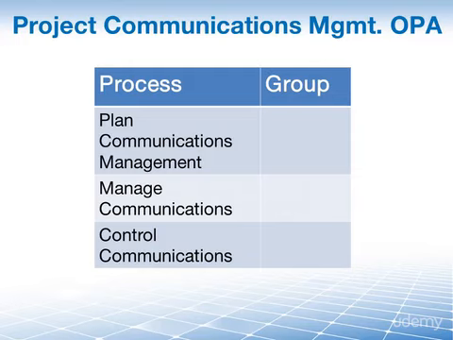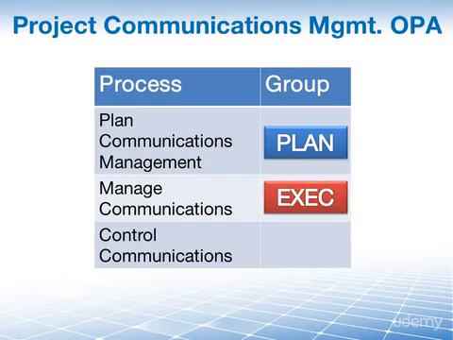The PMBOK guide describes 3 processes in this knowledge area. Under the planning process group, Plan Communications Management is based on stakeholders' information needs and requirements as well as available organizational assets. Under the executing process group, Manage Communications involves directing, managing, performing, and accomplishing project communications. And under the monitoring and controlling process group, the Control Communications process occurs throughout the project life cycle to ensure the information needs of the stakeholders are met.